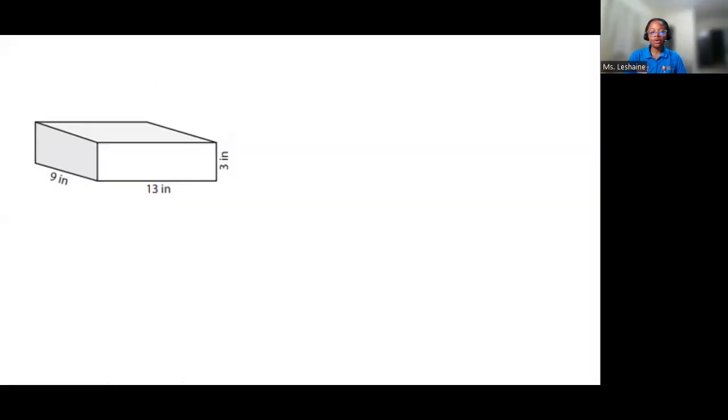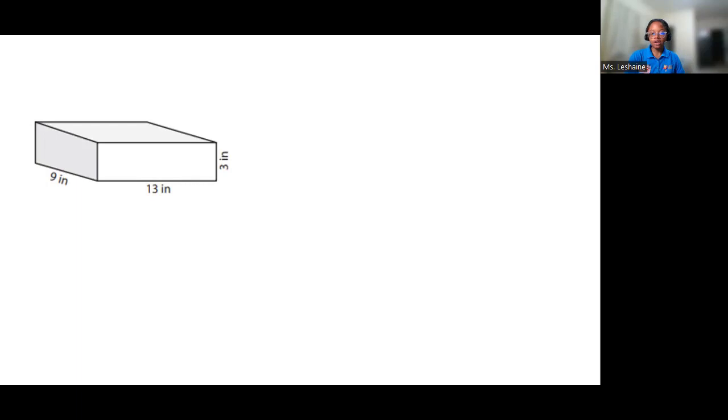Hello. Today we are going to be finding the surface area and the volume of some cuboids. In a previous video, we found the surface area and the volume of cubes, and today we are going to focus on the cuboids. If you have not checked out the video with the cubes, I will link it above.